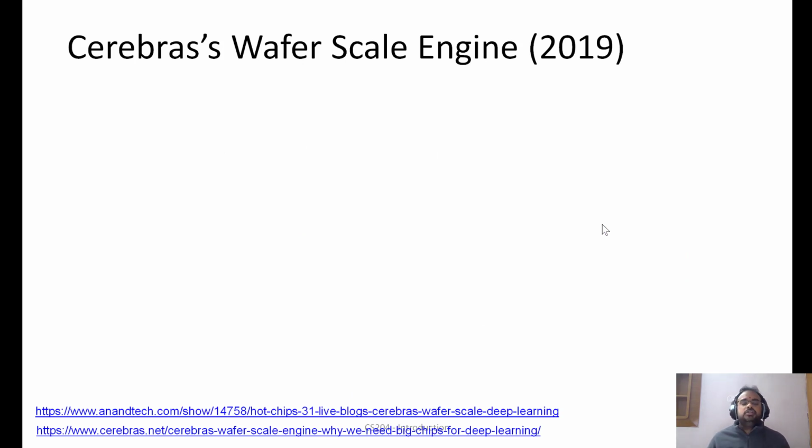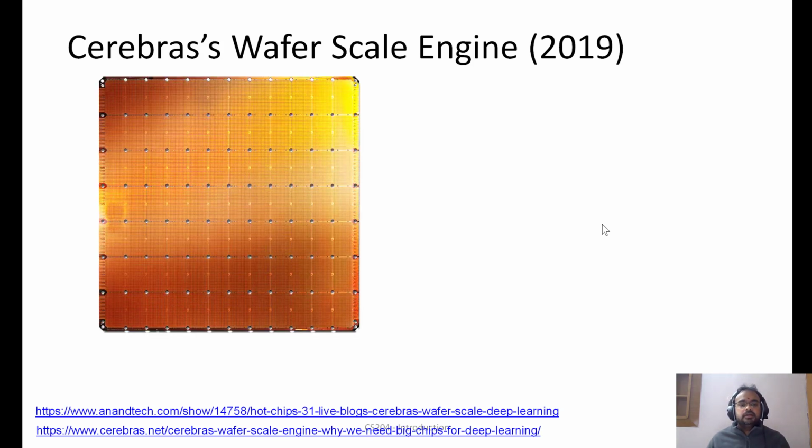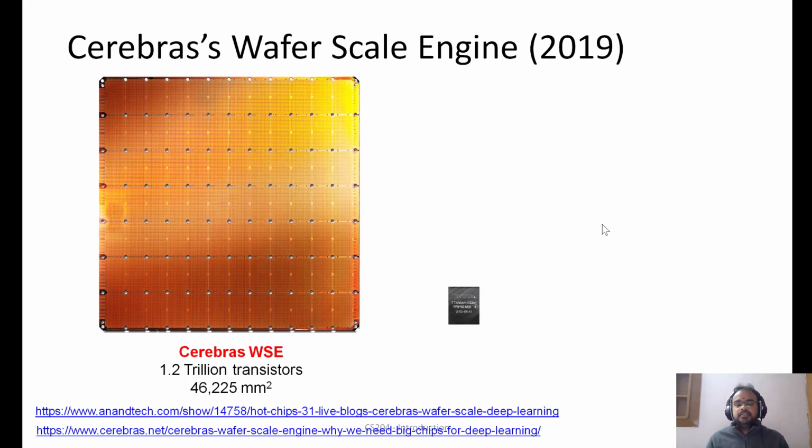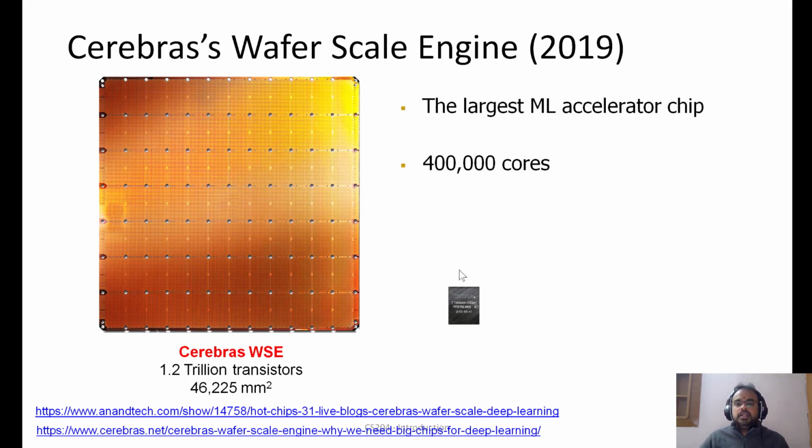Another interesting direction is Cerebras Wafer Scale Engine. The size of this chip is huge. It has 1.2 trillion transistors, and just for comparison, this is the size of a typical high-end GPU that we have today, the largest GPU from NVIDIA Titan V, we can say.